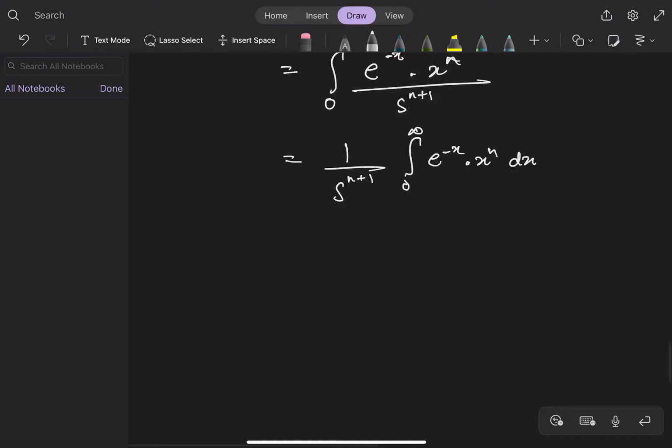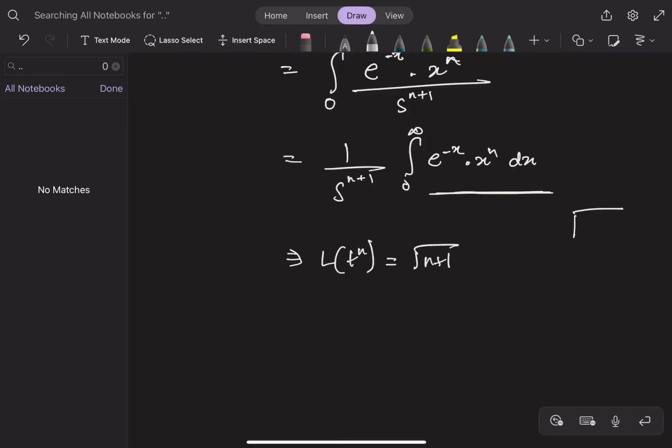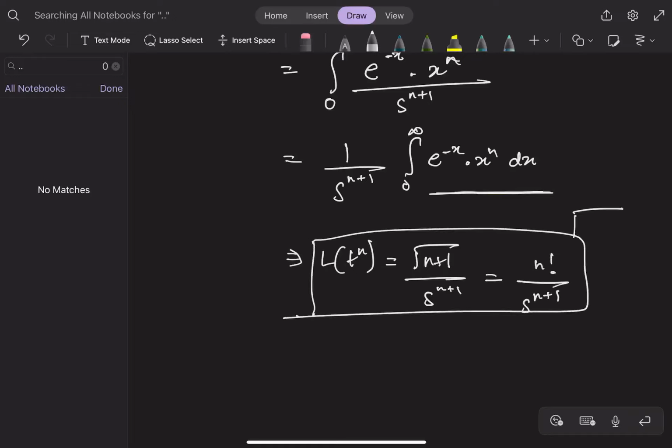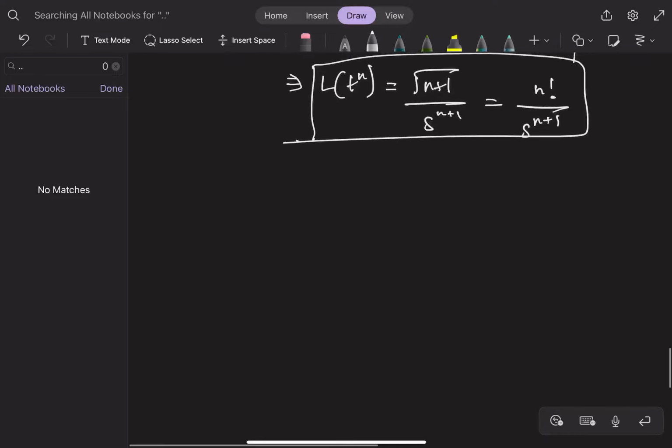So if you remember, guys, you might have done this in calculus. This is your gamma function. It is denoted by this. So this becomes L of t raised to n is gamma of n plus 1 divided by s raised to n plus 1, which can be written as n factorial divided by s raised to n plus 1. So again, guys, you do not need the working, just remember the final answer.